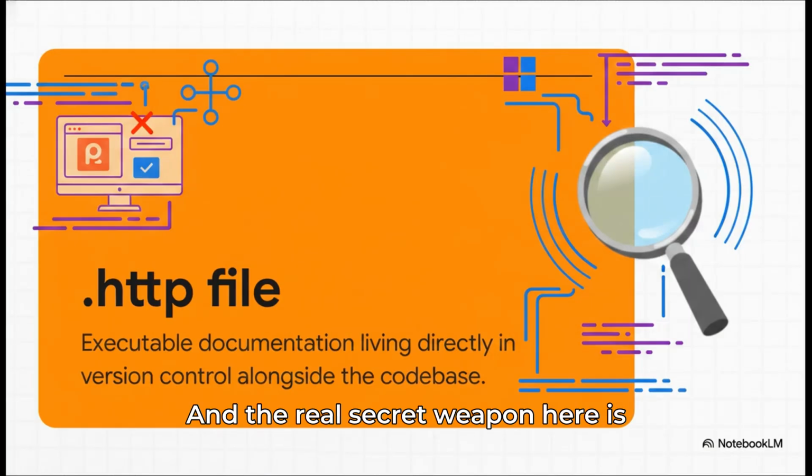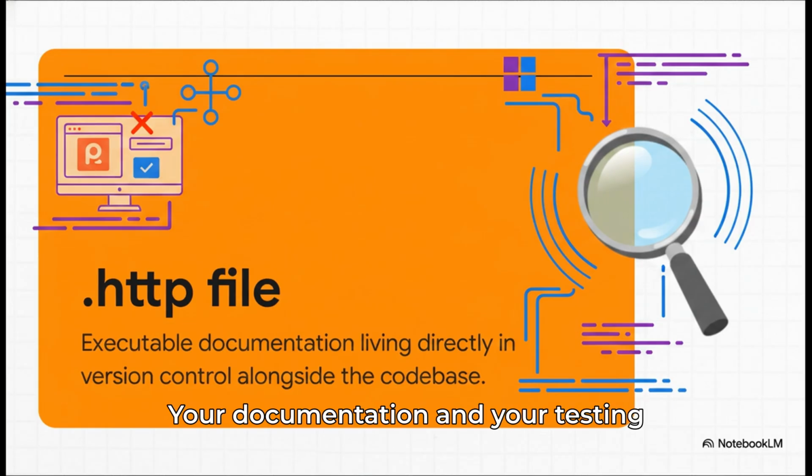And the real secret weapon here is the .http file format. You see, these aren't just plain static text files. They're literally living, executable tools that evolve right alongside the backend. And because they're just text, they live right in your Git repository. This completely eliminates the need to export, import, and share all those clunky, complex collections with your team. Your documentation and your testing tools become exactly the same thing.